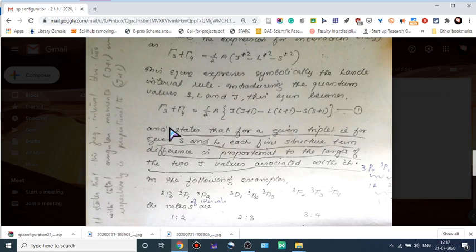Sorry. And we know that this J star square equal to J into J plus 1, L star square is equal to L into L plus 1, S star square equal to S into S plus 1. And take a look into the next paragraph. So, this rule states that for a given triplet, so obviously it has S and L values, each fine structure term difference is proportional to the larger of the two J values associated with it. Notice that the term difference is proportional to the larger of the two J values associated with it.